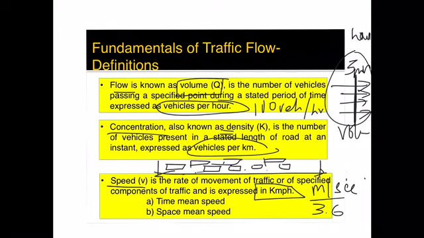There are two ways of measuring the speed. The first is measuring the speed with respect to time. The second is measuring with respect to space. If you measure the speed in terms of time, we call that the time mean speed, and when the speed is measured in terms of space, we call that the space mean speed.